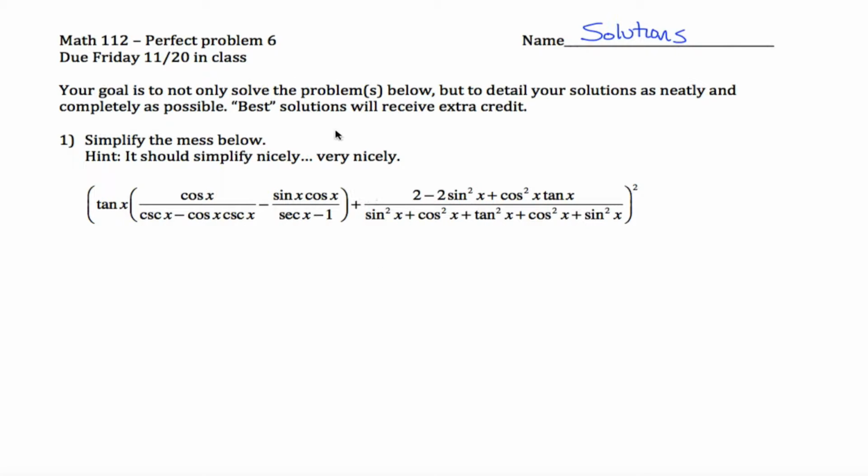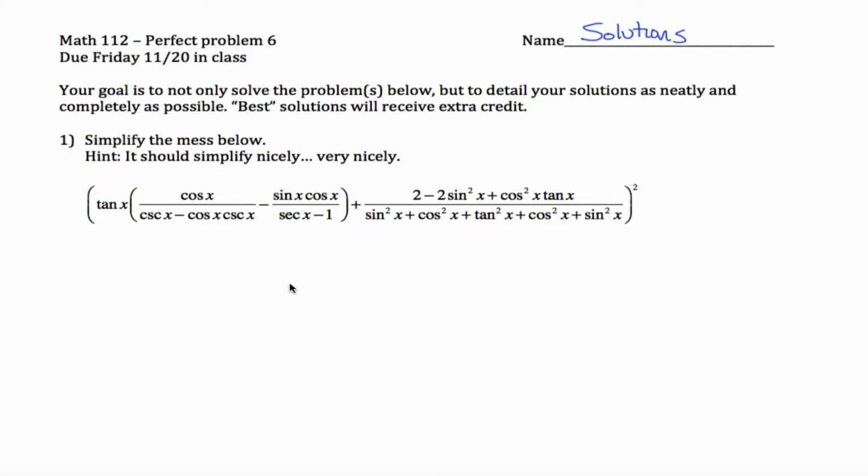All right, here are solutions for perfect problem 6 for Math 112. In this problem, you're given this huge mess of a trig expression and asked to simplify it. Generally speaking, when you run into problems like this, one strategy that will work is to change any of your trig functions, so tangents, cosecants, secants, rewrite them all so that they're in terms of just sines and cosines. It's a nice property that trig functions have that allows you to do that.